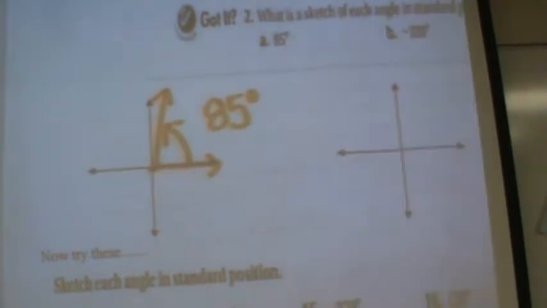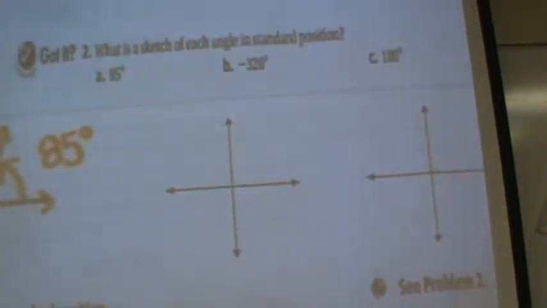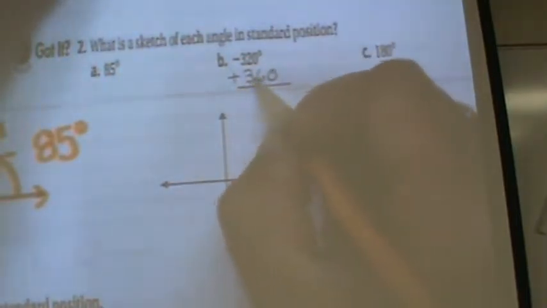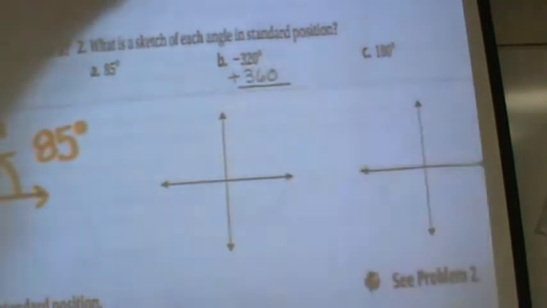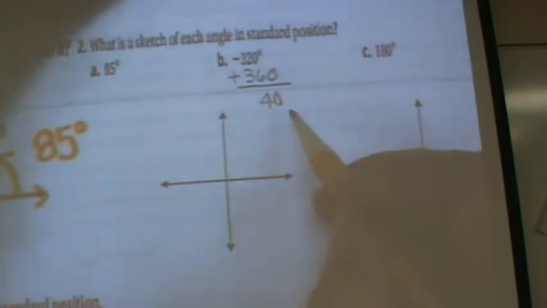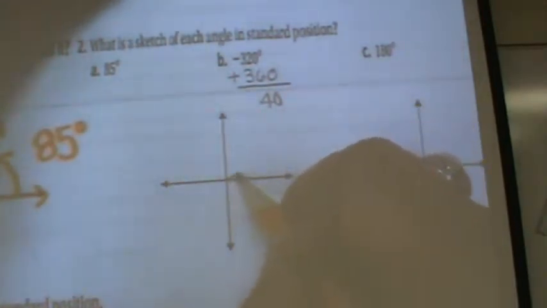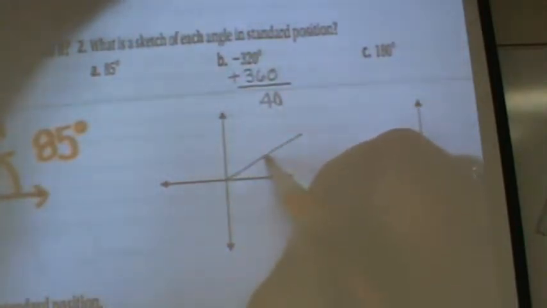Okay, now negative 320. This is where I'll use coterminal. I don't want to figure out where negative 320 is. I don't want to go backwards. I like to go forward. So what I can do is, because I know now what coterminal is, if we add 360 to negative 320, what do you get? 40. So guess what? I know where a 40-degree angle is, right? This is about a 40-degree angle.